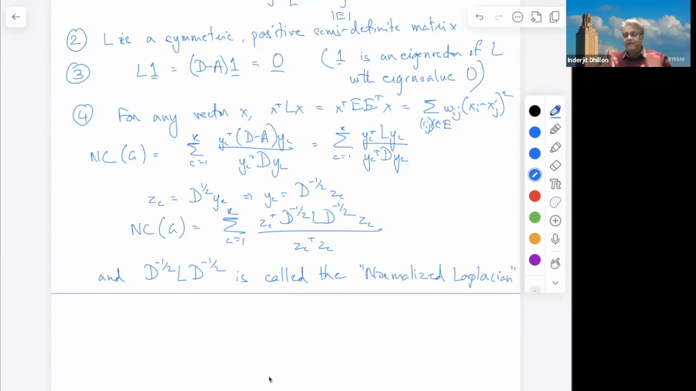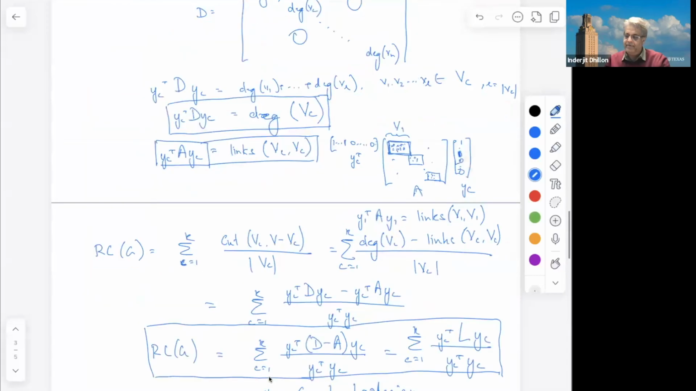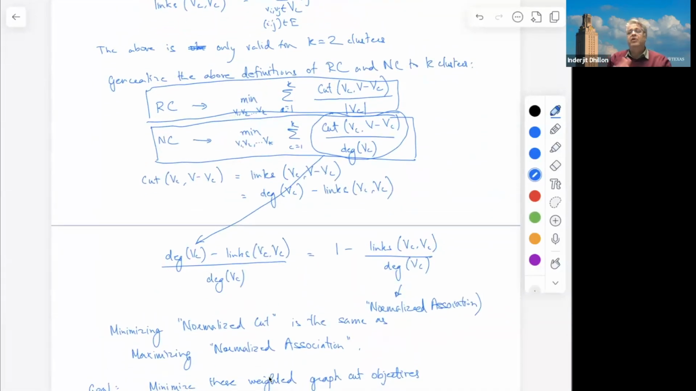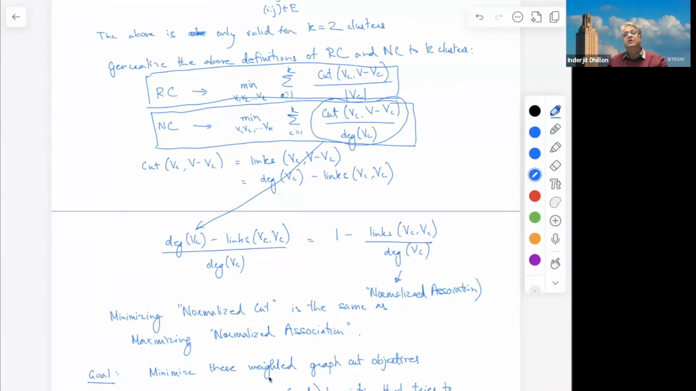Okay. Well, I guess I've kind of thrown quite a lot of things at you. So let me review them. Remember, we started off by talking about cut, introducing some balancing constraints. Those balancing constraints, that the clusters are of the exact same size, may not be a good constraint. So then what you can do is you can have these ratio cut and normalized cut objectives.